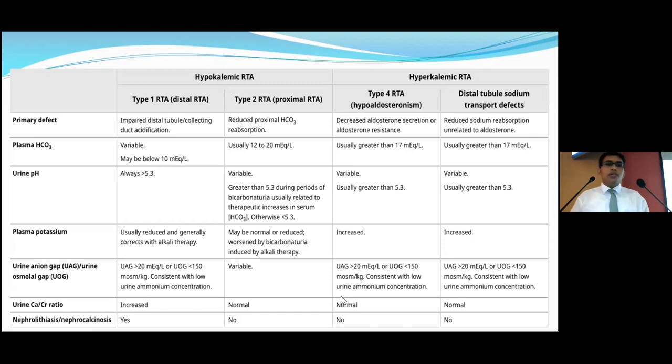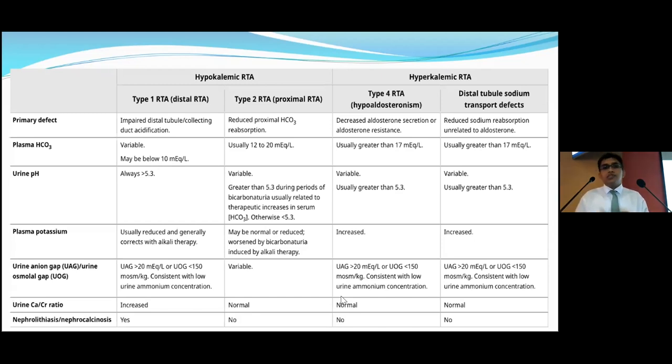What is type 2 or proximal renal tubular acidosis? That is reduced proximal bicarbonate reabsorption. Their bicarbonate level is usually marginally low, sometimes it may be normal as well. Their potassium value may be normal or low, but their urine calcium creatinine ratio is normal. There is no nephrocalcinosis or nephrolithiasis in this kind of patient.